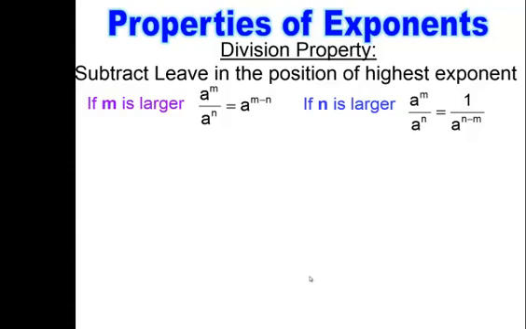So how I always do this is I look at the division problem, I see where the higher power is, and I subtract the exponents and leave the base where the higher power would be. So in this case, if you have a to the m power over a to the n, and m is larger, you're going to subtract and you're going to end up with a to some power. But if n is larger, you're going to subtract m from n, and it's going to stay in the bottom, or you're going to end up with a fraction.